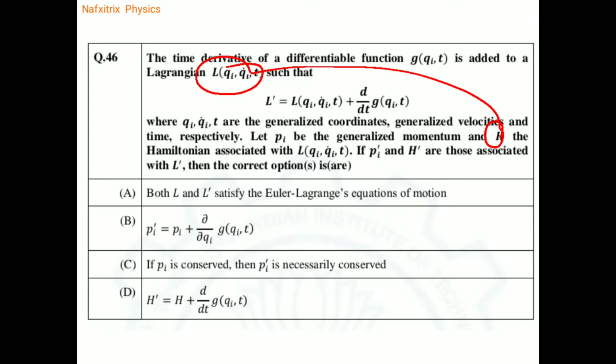Here they have mentioned that p_i dash and H dash are those associated with L dash. So L and H are the old Lagrangian and Hamiltonian, and L dash, H dash, p_i dash are the new ones, associated with L dash. The correct option is, so now we need to see which options are correct among the following. So that is the question.